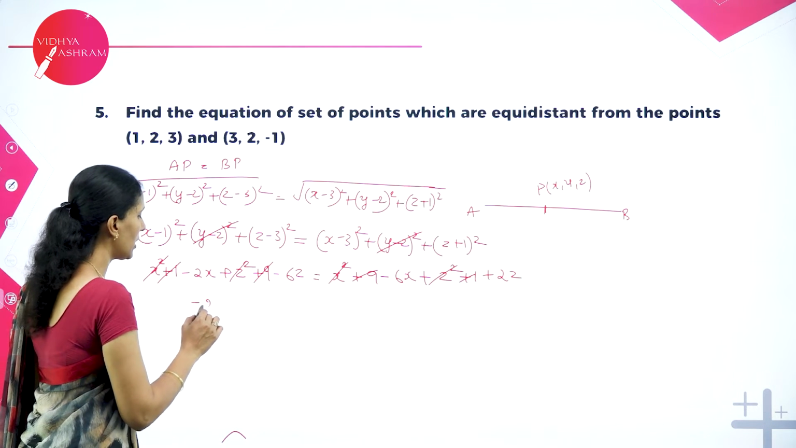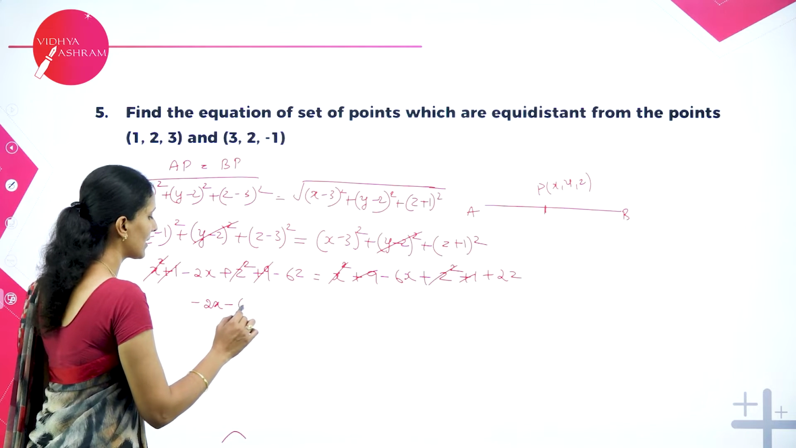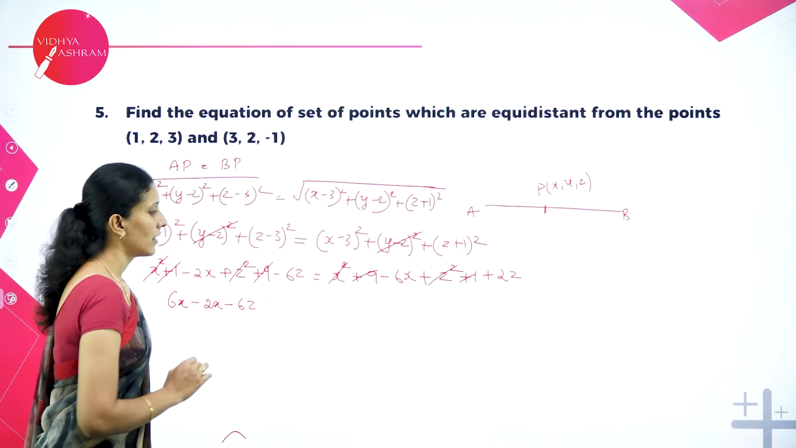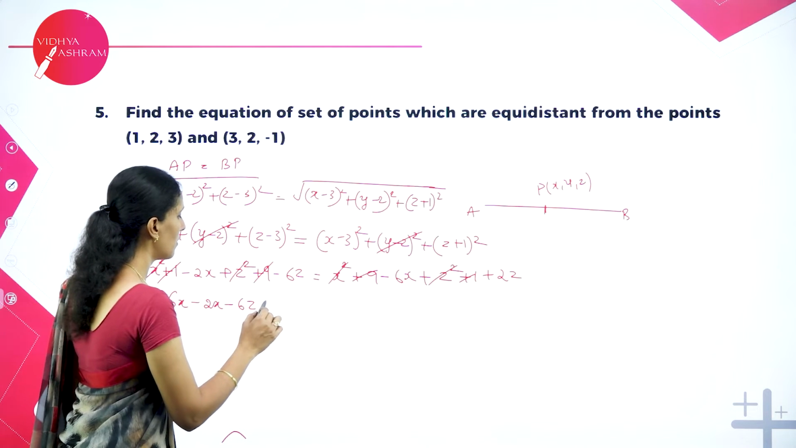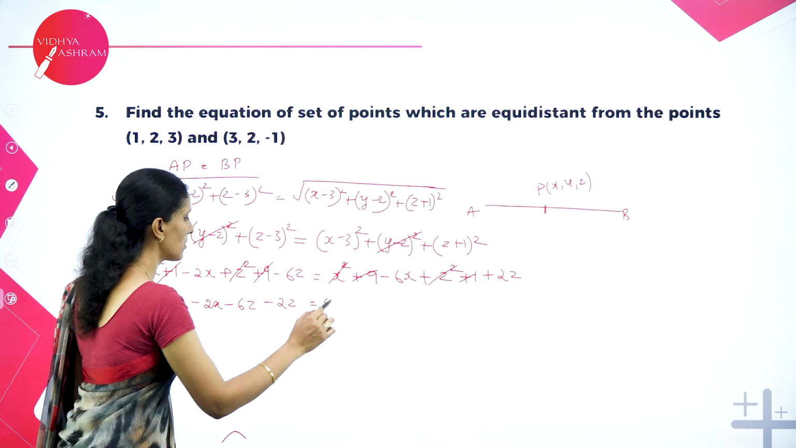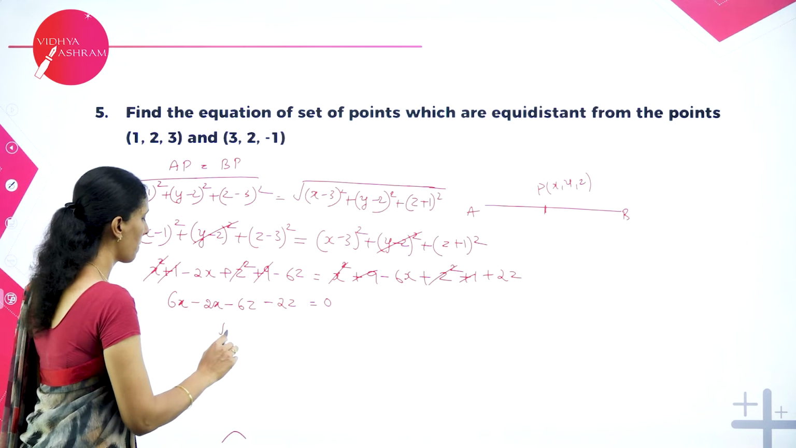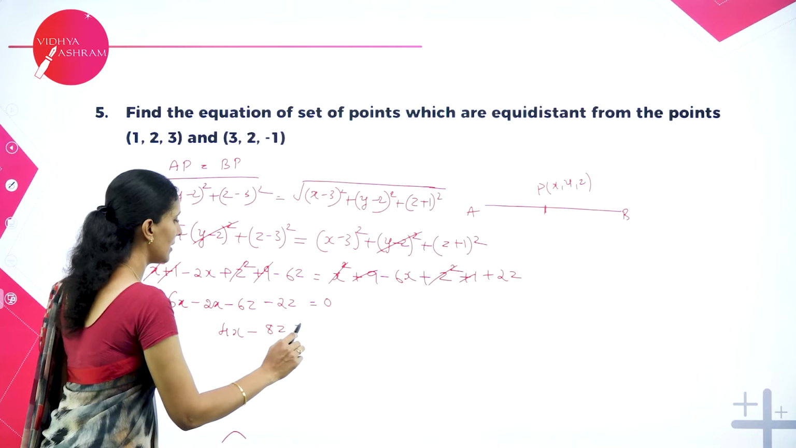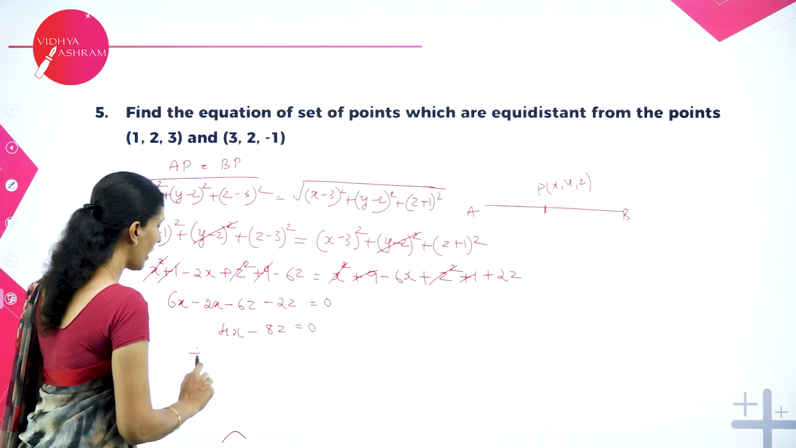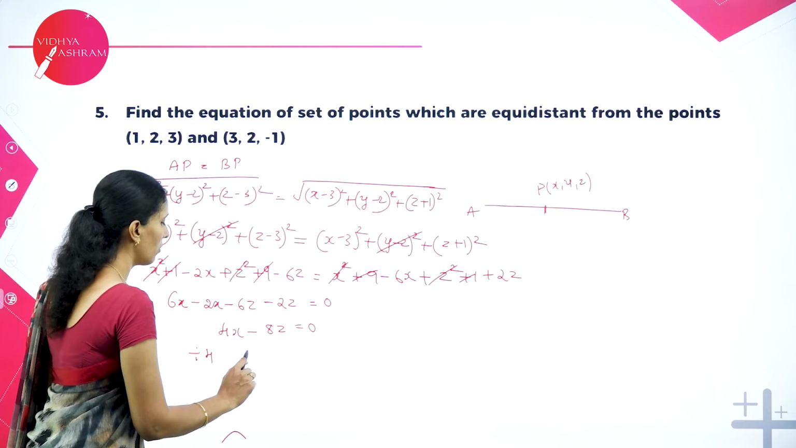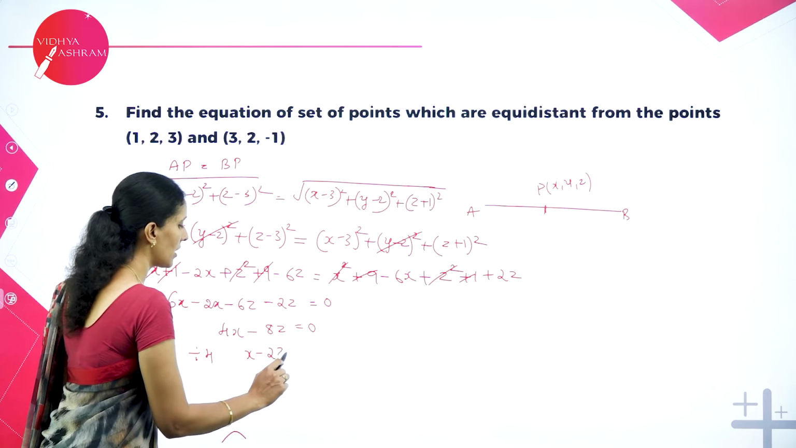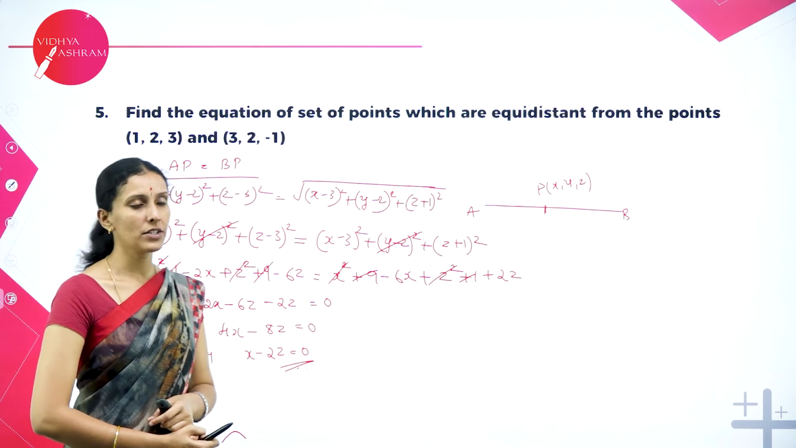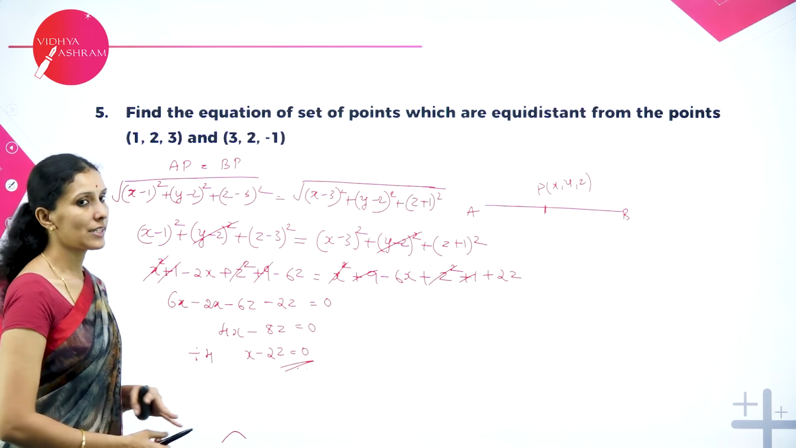So here I have minus 2x minus 6z, and when you shift 6x it becomes plus 6x, and when you shift 2z it becomes minus 2z is equal to 0. So here you can write 4x minus 8z is equal to 0, or when you divide it by 4 you will get x minus 2z is equal to 0. So this is the equation of the set of points which we can use the distance formula.